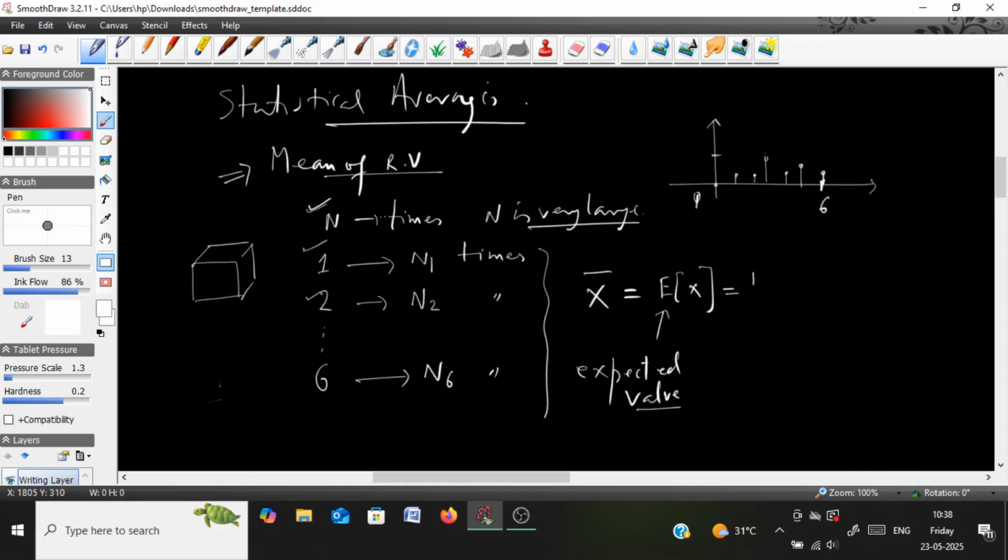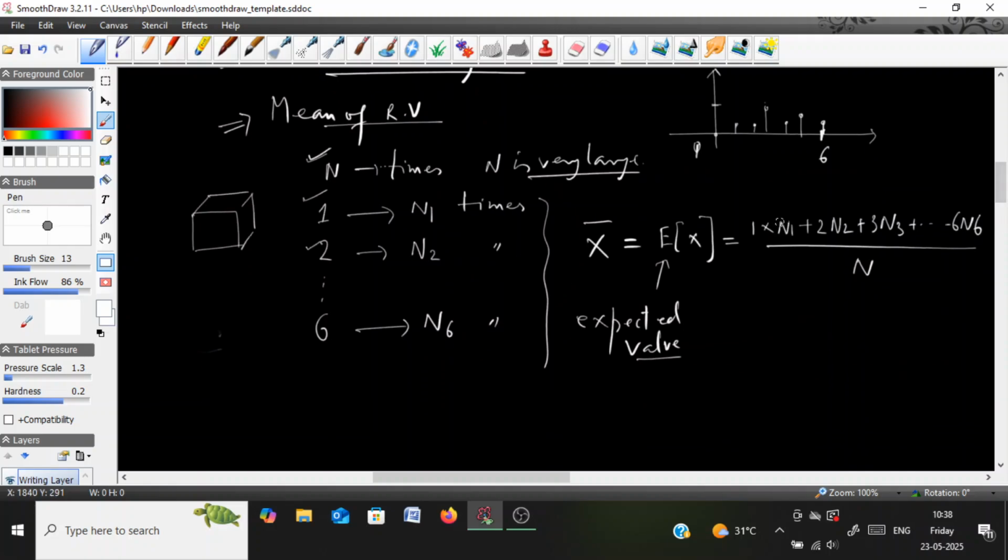So I can write it as 1 into n1 plus 2 times n2 plus 3 times n3 up to 6 times n6, divided by capital N. Okay, because your n1 times 1 appears, n2 times number 2 appears, n3 times number 3 appears, and so on. So if you find the average value, we get this.